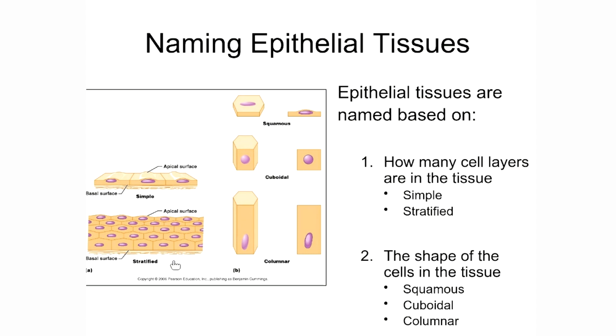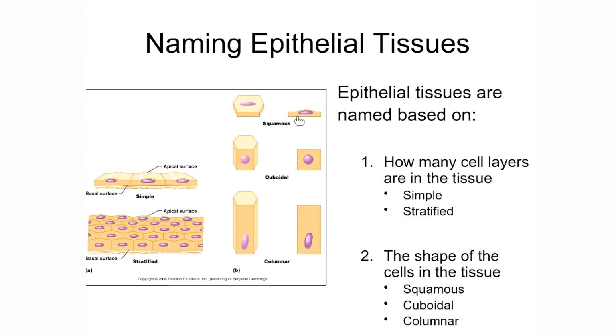The second thing that epithelial tissues are named based on is the shape of the cells. We've got roughly 3 types of cells that you see epithelial tissues being formed into. The first, if you look up here where I've got my little finger pointer, is what's known as a squamous shaped cell. If you look at this picture, this is looking at it kind of from above. Here's looking at a squamous shaped cell from a side view. And you'll notice that these are cells that are really flat.